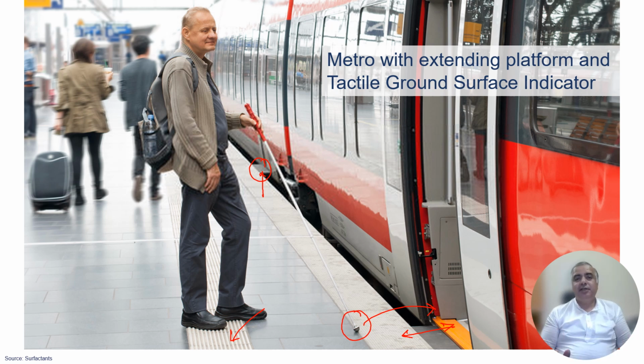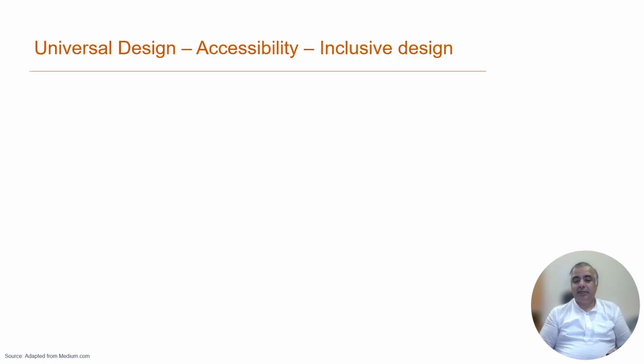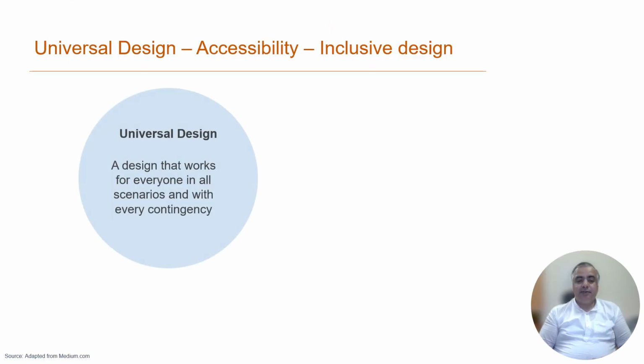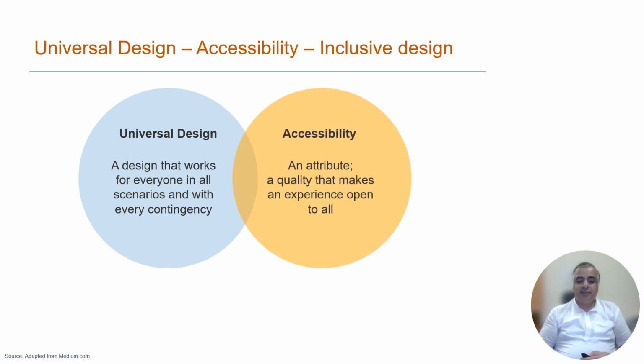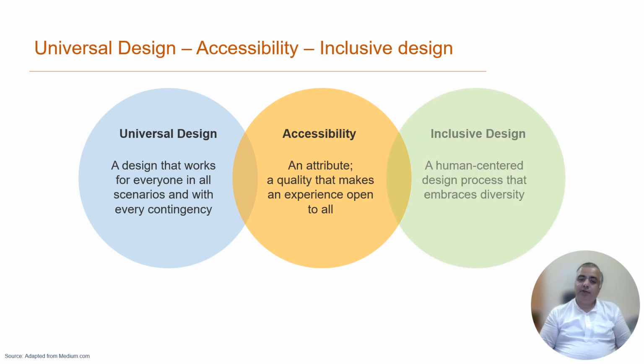So I'm just trying to explain the definitions that we have seen. And if you start seeing any image, any experience in the real world, you can actually start analyzing. So coming back to these three keywords, we will revisit the definitions. Universal design is a design that works for everyone in all scenarios and with every contingency, while accessibility is an attribute, a quality that makes an experience open to all. And inclusive design is a human-centered design process that embraces diversity.